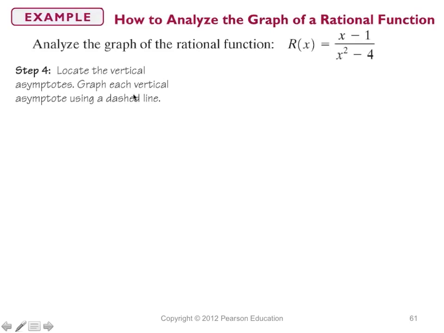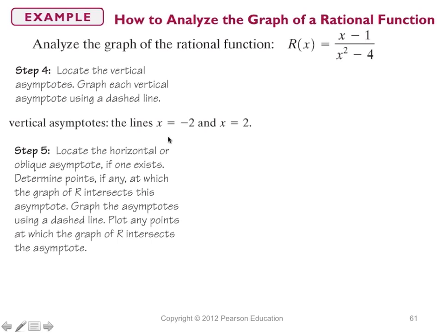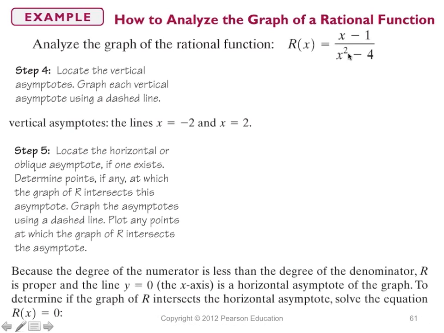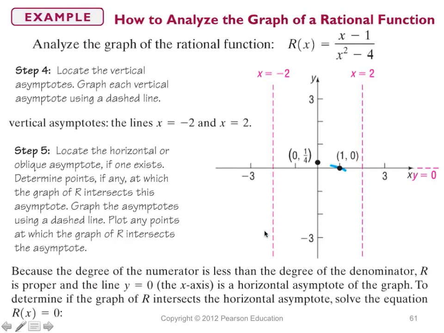Step 4 is to locate the vertical asymptotes. Now, if you recall, vertical asymptotes happen when your denominator is 0. So if we set our denominator equal to 0, we get 2 vertical asymptotes, x equals -2 and x equals +2. The horizontal asymptotes, if you look at the degree of the numerator, the degree is 1. The degree of the denominator is 2, which tells you that y equals 0 is going to be our horizontal asymptote. So at this point, we have asymptote at x equals -2, asymptote at x equals 2, asymptote at y equals 0, and then we have 2 intercepts here. We have (1, 0) and (0, 1/4).